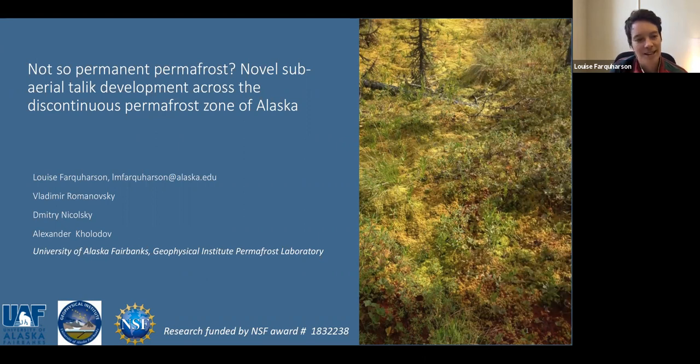The data I'll present today will be a combination of observed temperature data from boreholes, and that analysis is primarily done by myself and Alexander Kolodov, and then some modeling efforts led by Vlad Romanovsky and Dmitry Nikolsky using the GIPL permafrost model. I also want to mention that the data I'll discuss is funded by NSF as part of the Arctic Observation Network. The award number is down here in the bottom right. Next slide, please, Liz.